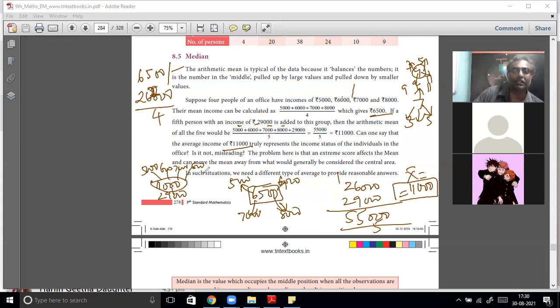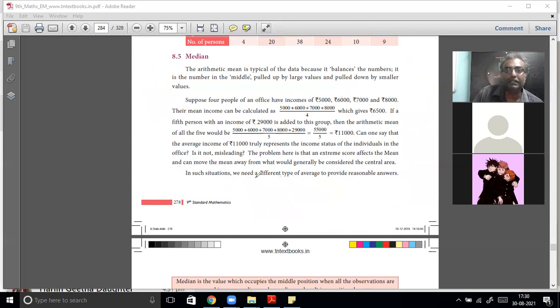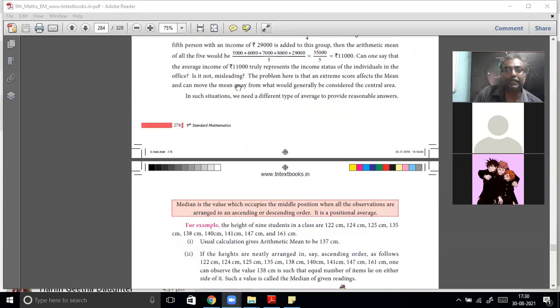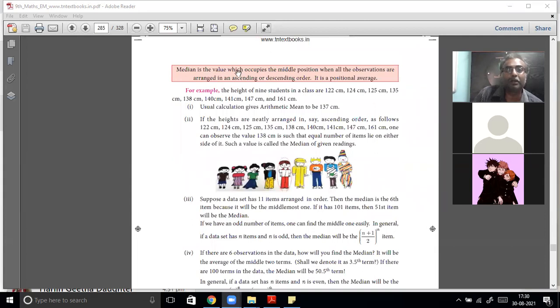That is where you need to have median. Median is a positional score. Arithmetic mean is not a positional score. So one extreme score affects the mean, and that is a problem. In such a situation, we need a different type of average. That average is called median. Median is a positional value. Why is it called a value? It occupies the middle position.